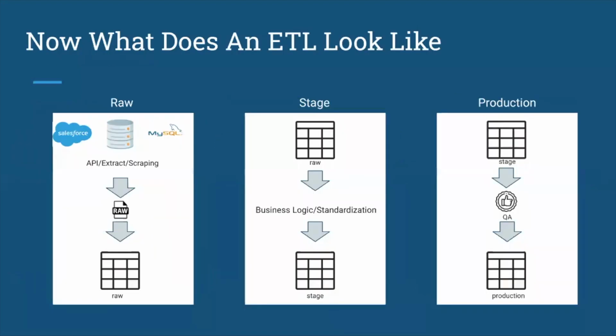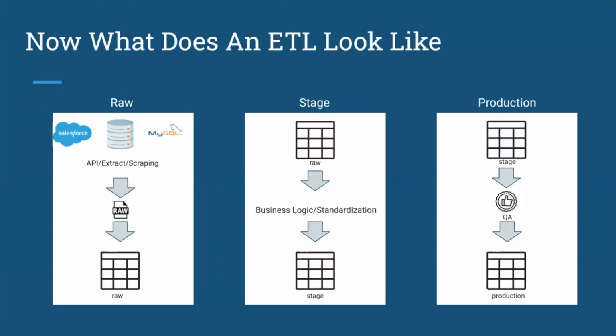All right, so now let's kind of discuss what a general ETL looks like. And again, this is general. This is not verbatim exactly the way you should do it every time, but this is kind of a good way of thinking about it. So there's really kind of three general stages in an ETL process. You've got this raw data stage, staging area, and then the production layer.